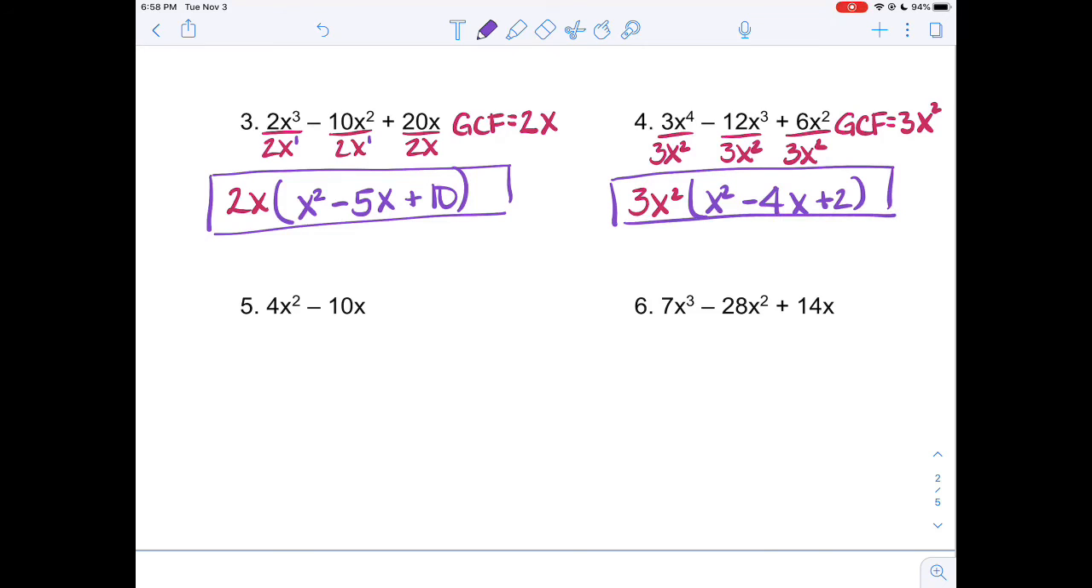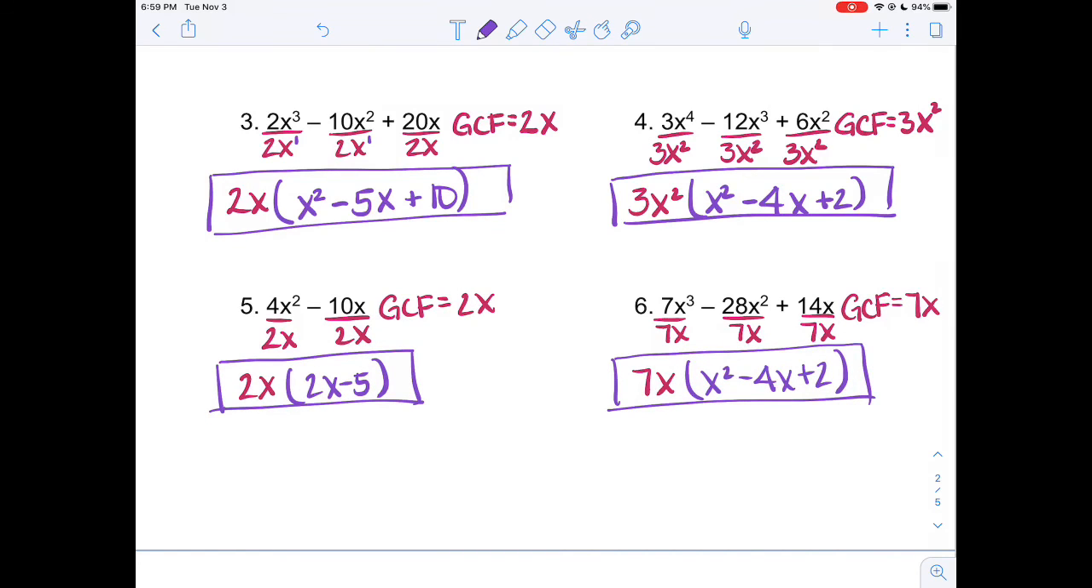I'd like for you to pause the video and try numbers 5 and 6, and then come back here and see how you did. All right, so you should have determined that the number that 4 and 10 have in common is a 2, and then we have an x squared and an x, so the number of x's that they have in common is just a single x. So we're dividing everything by 2x, and when we do that, we get 2x times 2x minus 5.